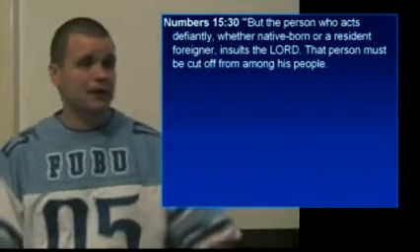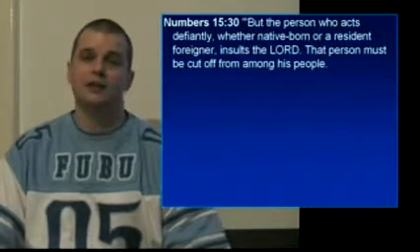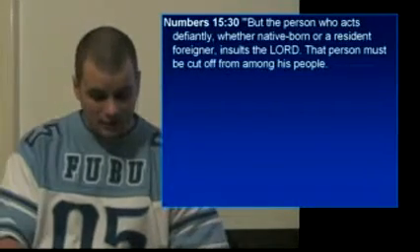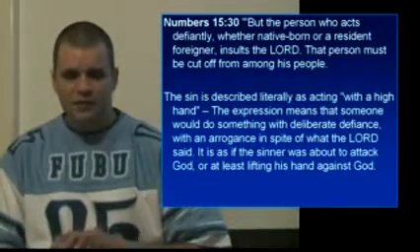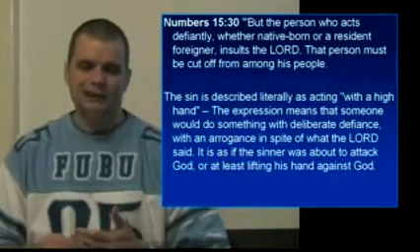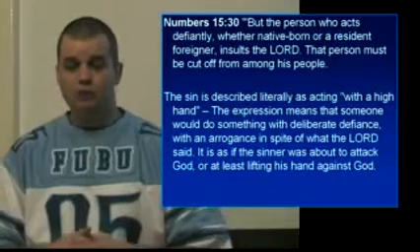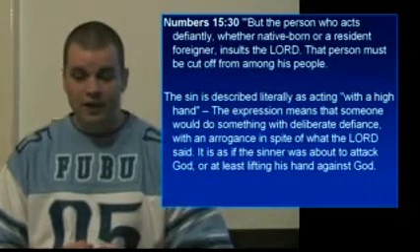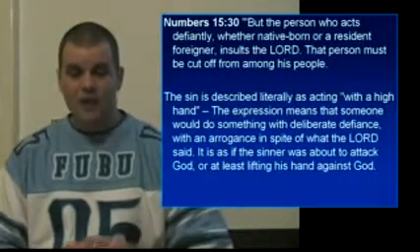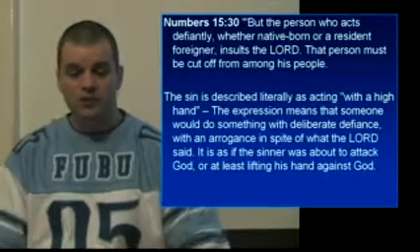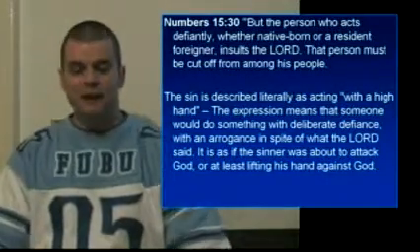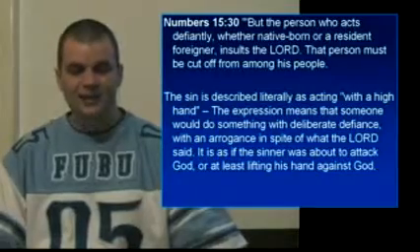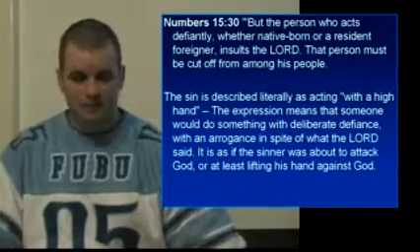Been a lot of talk about this verse. What does it mean? Now check it out. From the Net Bible, the notes say, the sin is described literally as acting with a high hand. The expression means that someone would do something with deliberate defiance, with an arrogance in spite of what the Lord said. It's as if the sinner was about to attack God, or at least lifting his hand against God.